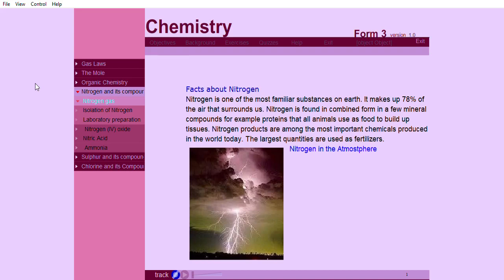It makes up 78% of air that surrounds us. Nitrogen is found in combined form in a few mineral compounds, for example, proteins that all animals use as food to build up tissues. Nitrogen products are among the most important chemicals produced in the world today. The largest quantities are used as fertilizers.